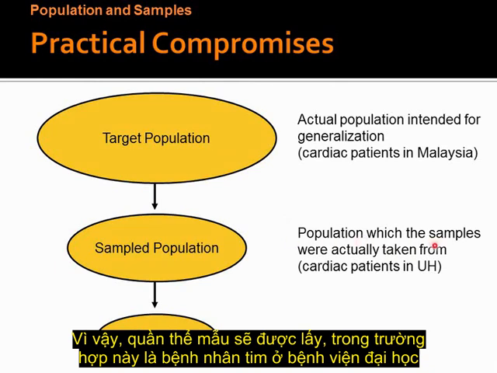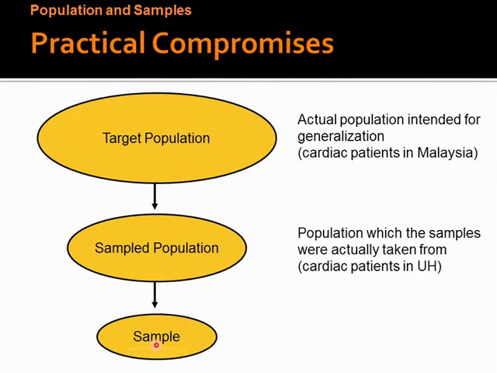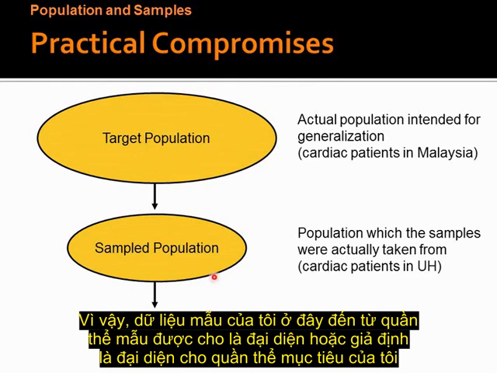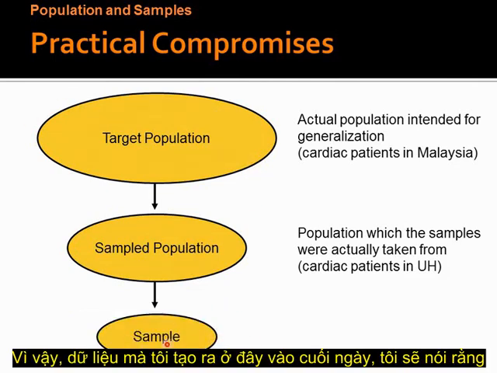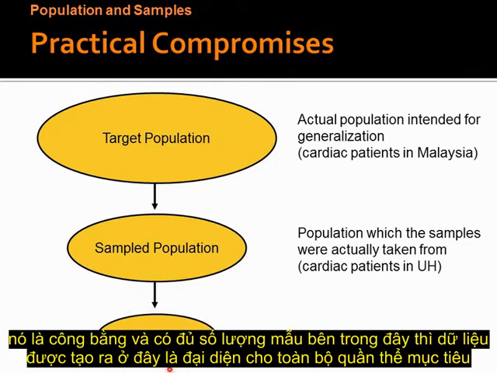So the sample would be the population where the sample is taken from, in this case cardiac patients in University Hospital, and from there I measure the actual sample data. So my sample data here comes from my sample population, which is supposed to be assumed to be representative of my target population. So the data that I generate over here, at the end of the day, I'm going to say that if I did everything correctly, if it was random, non-biased, independent, fair, and there's enough numbers inside here, then the data I generate here is representative of the target population as a whole.